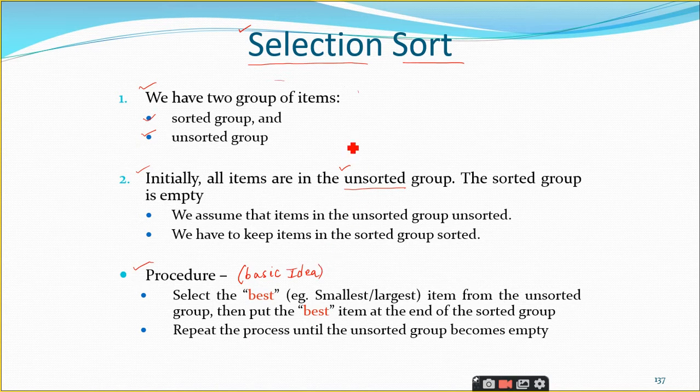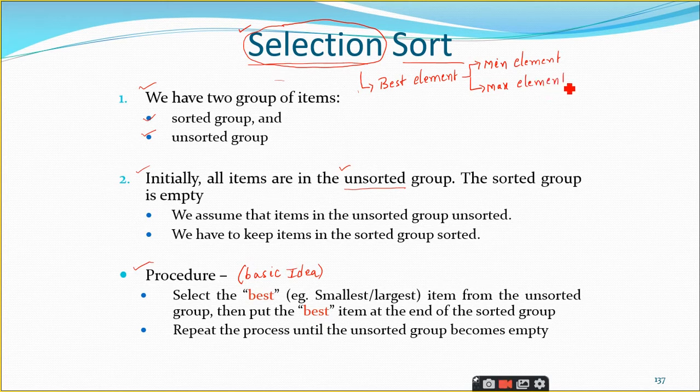Now, the basic idea behind the selection sort is, the name itself says that we are going to select something. That is the reason why this sorting algorithm has been named selection sort. So, we are going to select one element and apply the procedure. What element are you going to select? You are going to select the best element. What is this best element? The best element can be either the minimum element in the given list of elements, or the maximum element in the given list of elements.